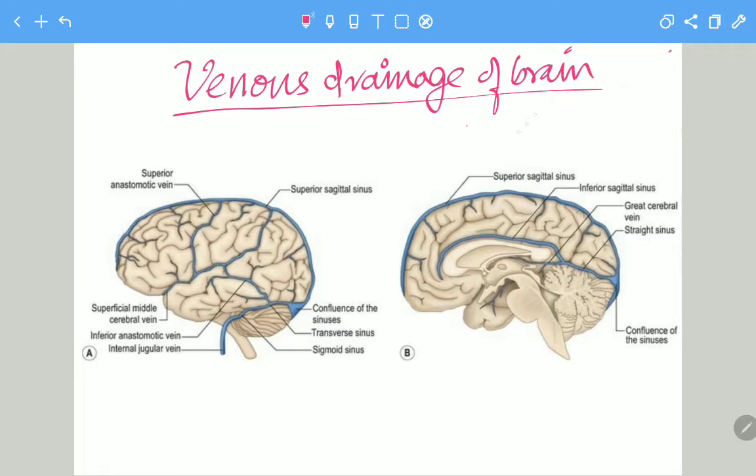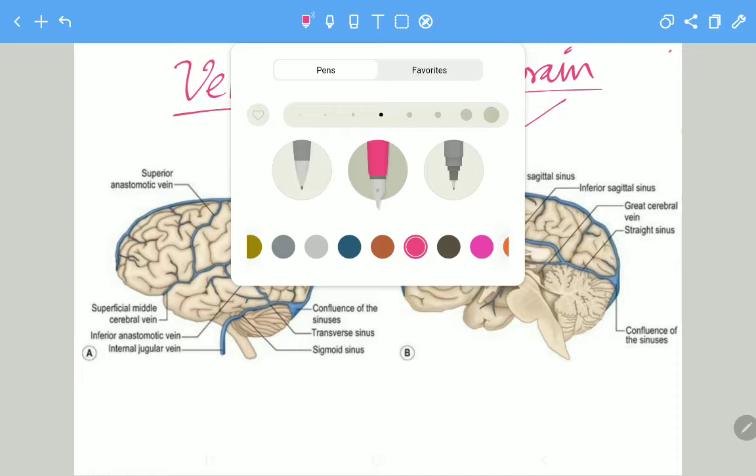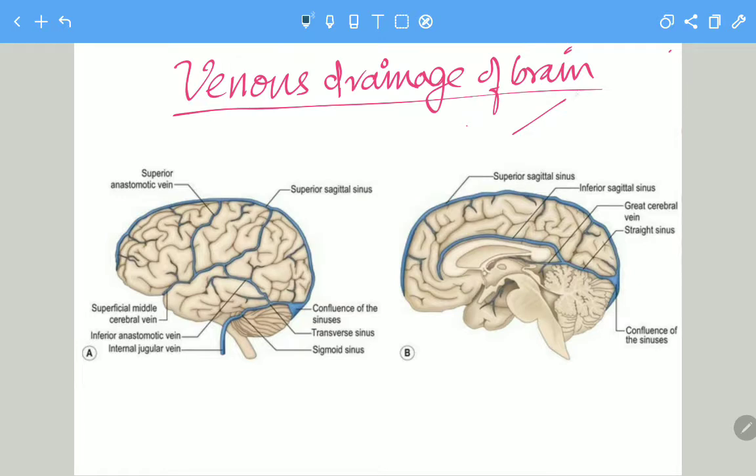into three main categories. One is the superficial veins. The second category is the deep veins. And the third category is the dural venous sinuses. So these are the three groups of vessels which drain the brain.